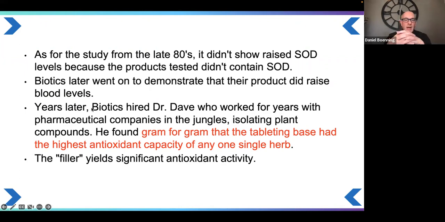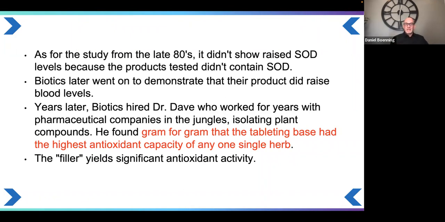Years later, after the 80s, we brought Dr. Dave into our laboratory, who worked for years with pharmaceutical companies in the jungles of South America, isolating plant compounds. And he found that gram for gram, the tableting base had the highest antioxidant capacity of any one single herb. So the filler in my tableting base yields significant antioxidant activity. So you're not just taking 25 milligrams of zinc. You're also getting a very potent antioxidant with the SOD and catalase, our sprouted tableting base.